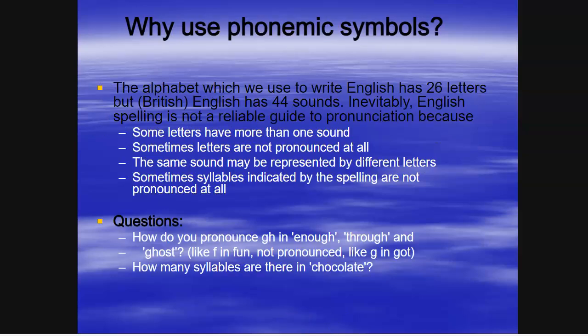Why use phonemic symbols? The alphabet used to write English has 26 letters, but British English has 44 sounds. Inevitably, English spelling is not a reliable guide to pronunciation because some letters have more than one sound. Sometimes letters are not pronounced at all. The same sound may be represented by different letters. Sometimes syllables indicated by the spelling are not pronounced at all.